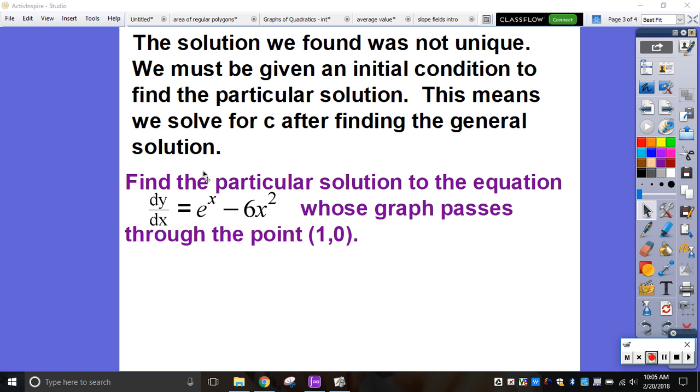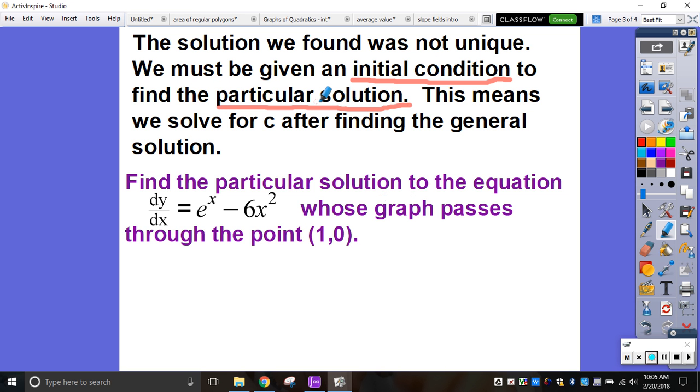Calculus. So keep in mind that the solution we found was not unique. In other words, that c represents any possible constant. So in order to find a unique solution, we have to be given what they call an initial condition. And this is information that allows us to find what they call a particular solution.